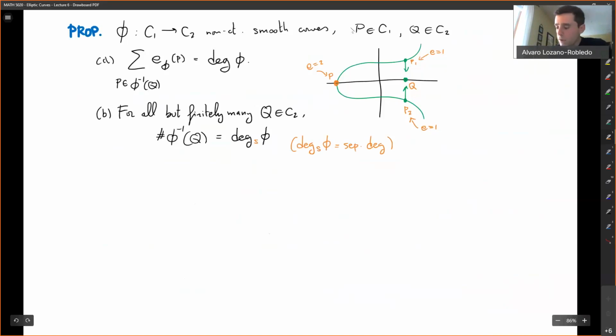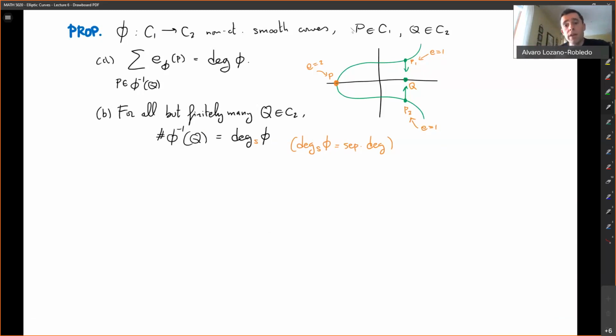Okay. And so you see that on this elliptic curve, there are actually 4 points where this fails to be true in our example of the projection: the points P1, P2, P3, and the point O. All the other ones have exactly 2 preimages.